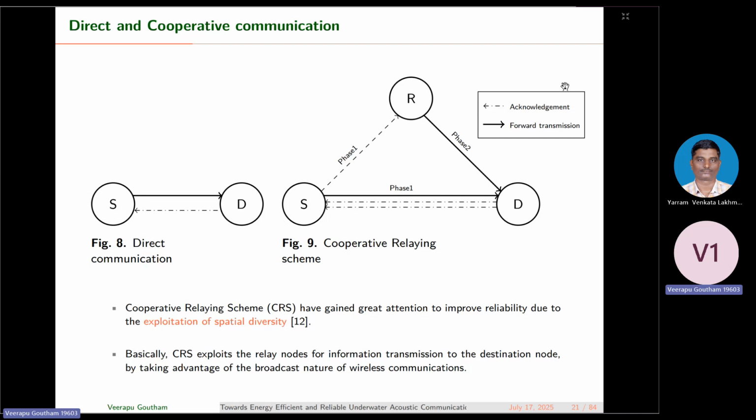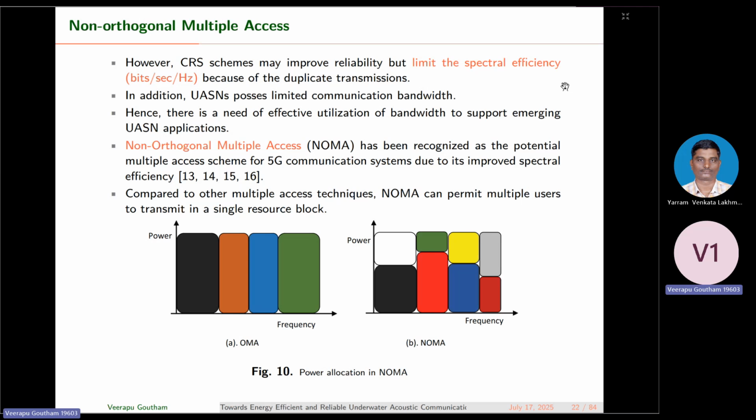That is the advantage of the cooperative relaying scheme. Due to that, the reliability is increasing. But there is one more problem. Due to cooperative relaying, reliability is improved.